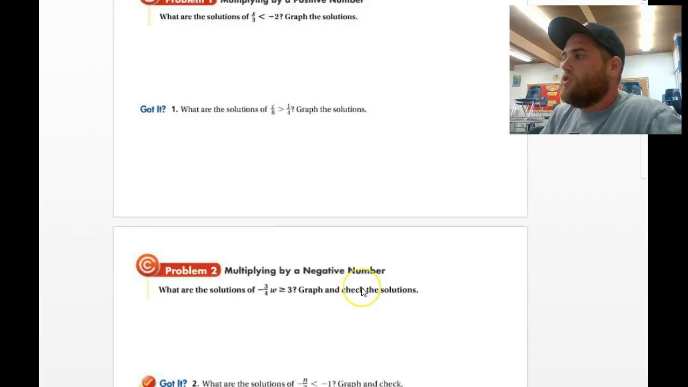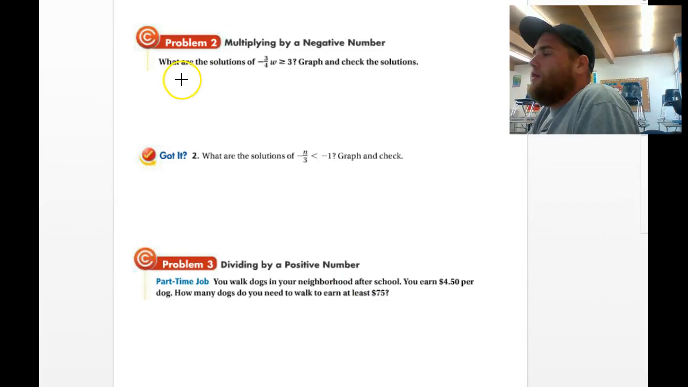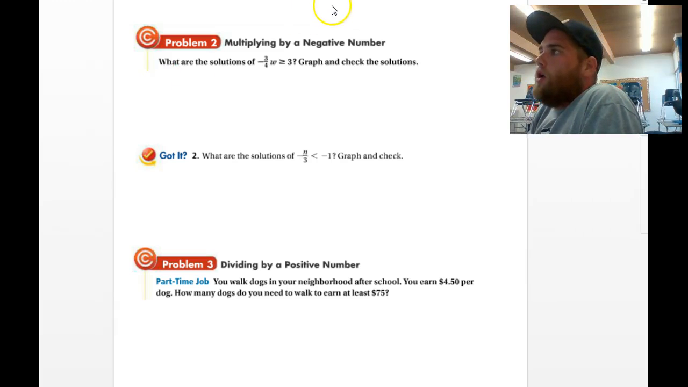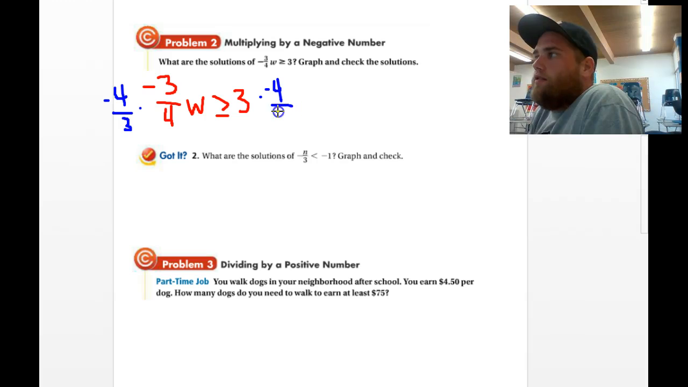So when I go down here to problem 2, I have -3 over 4w is greater than or equal to 3. So I have my fraction here. To get rid of the fraction, we want to multiply by its reciprocal. So that's -4 over 3. So I times it by that, and I also times it by 4 over -3 on this side.